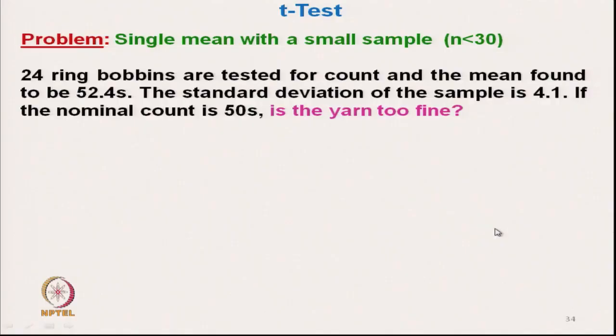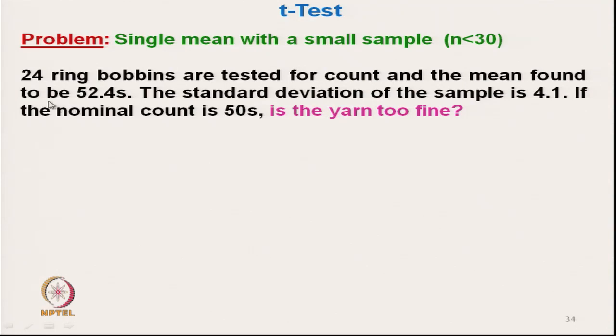Okay. Now, the next problem is the significance test. Till now, what have we done? We tried to calculate the number of tests required. Now, this is the significance test, which is a single mean with a small sample. Small sample we typically assume as fewer than 30 samples. If that is the case, it is a small sample.